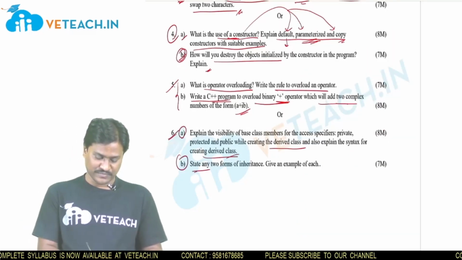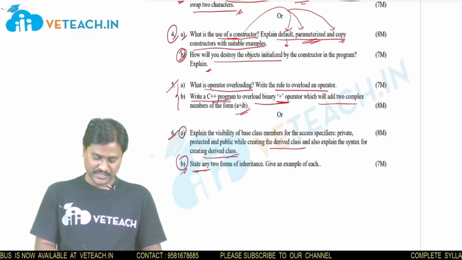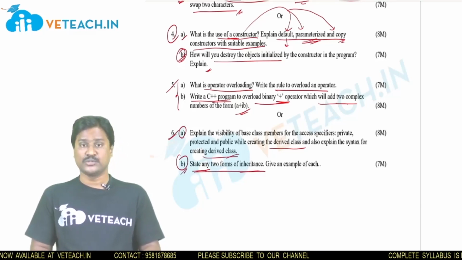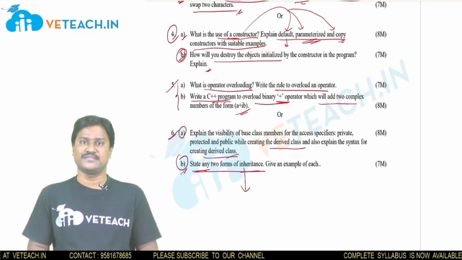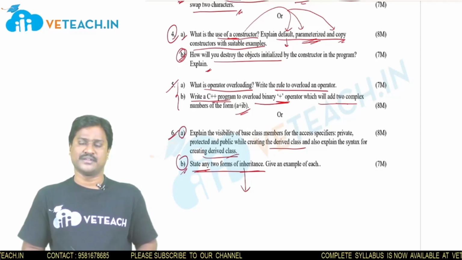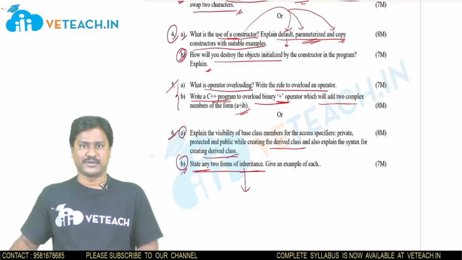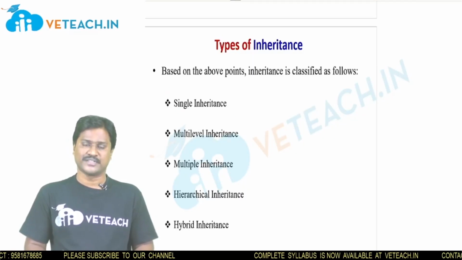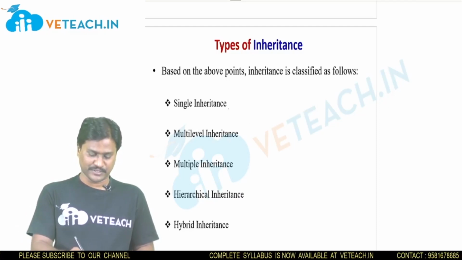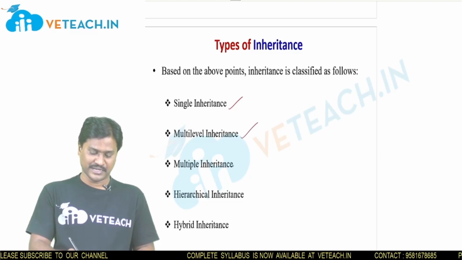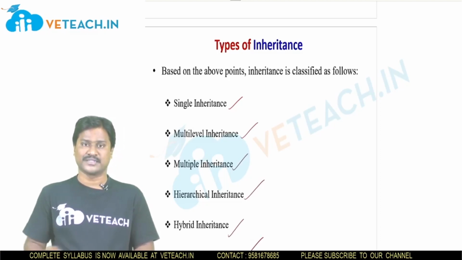Coming to the second question, 6B: state any two forms of inheritance, give an example of each. See here, there are many forms of inheritance. Let me explain. Coming to the types or forms of inheritance, there are many classifications here. The first one is single inheritance, then multi-level, multiple, hierarchical, hybrid, and multipath inheritance.